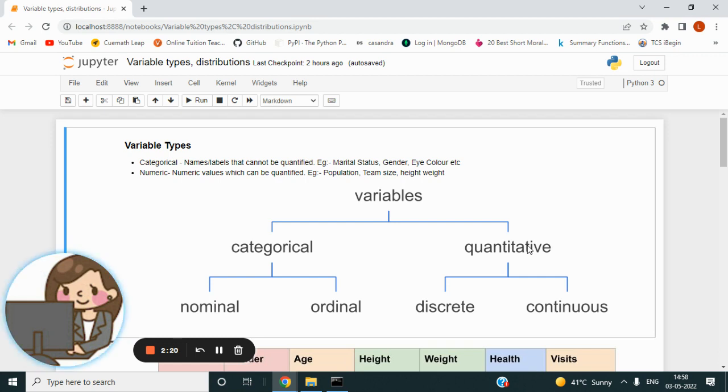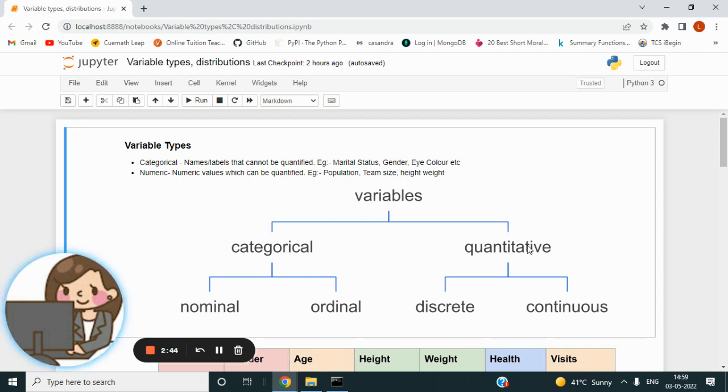Now coming to quantitative variables. Quantitative variables are those variables which have some numerical value associated with them, on which we can perform descriptive analysis like average, sum, min, max, etc. So we can add, subtract, multiply, divide. All those things are known as quantitative variables.